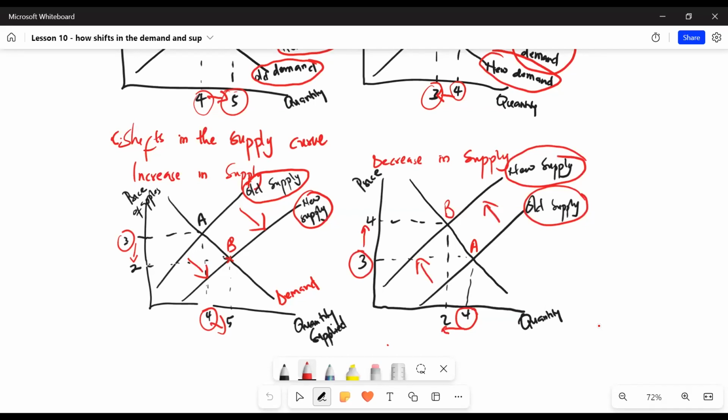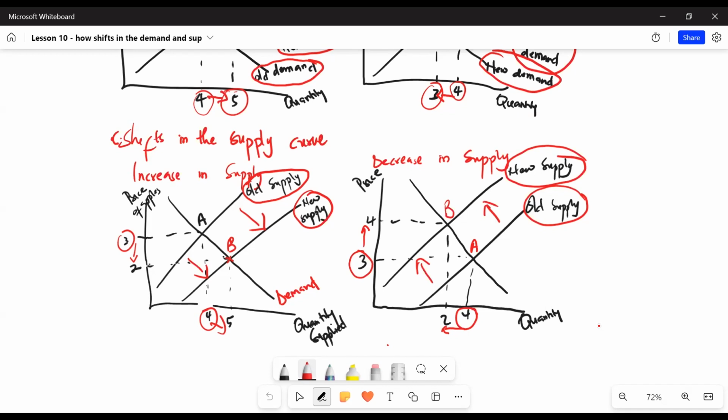So we can see that an increase in supply leads to lower prices and larger quantities. However, a decrease in supply leads to higher prices and smaller quantities. Now, just as we said before, a shift in the supply curve will also induce movement along the demand curve. Even though only the supply curve has shifted, changes in price will induce a movement along the demand curve.